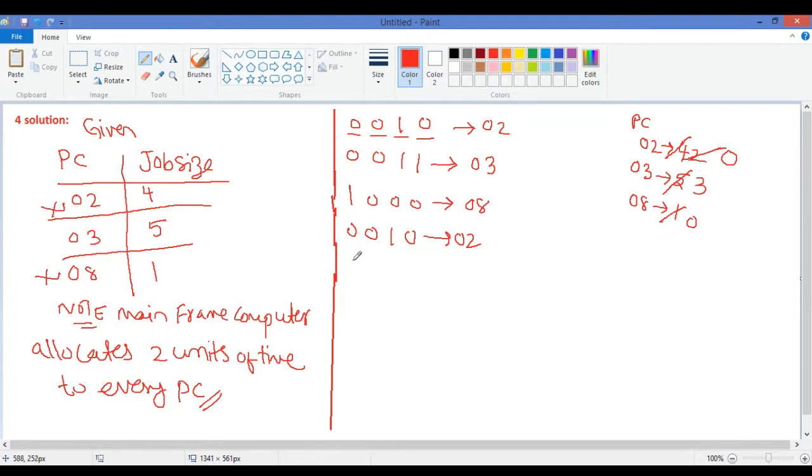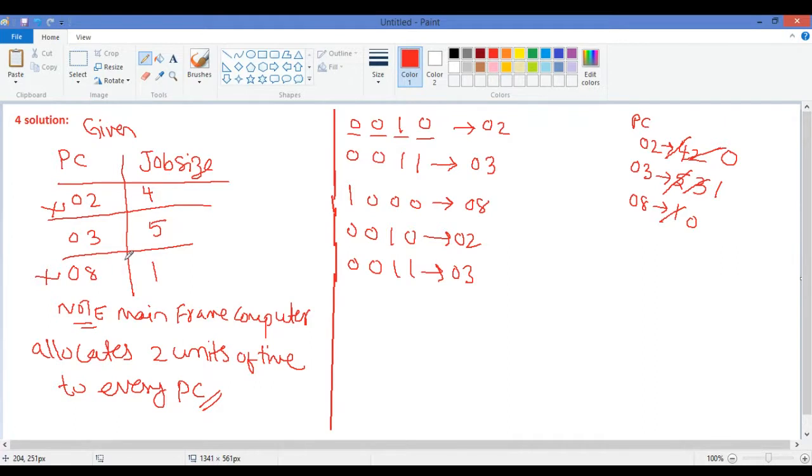Then chance will be given to 3: 0, 0, 1, 1. But for 3, the remaining unit is 3, so 1 unit will be remaining. Then it will go for 8. 4, 5, 6, 7 are not there. 8 is there, but it is finished, so we will not execute it again. So go for 9, 10, 11, 12, 13, 14, 15.